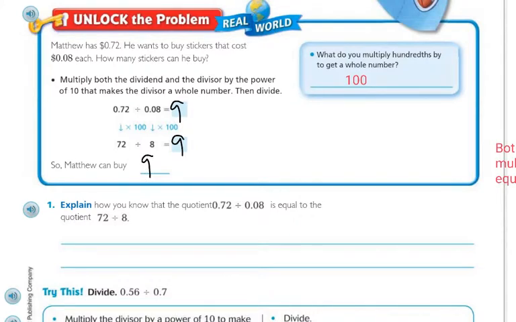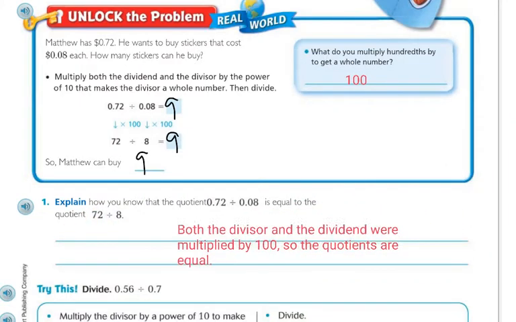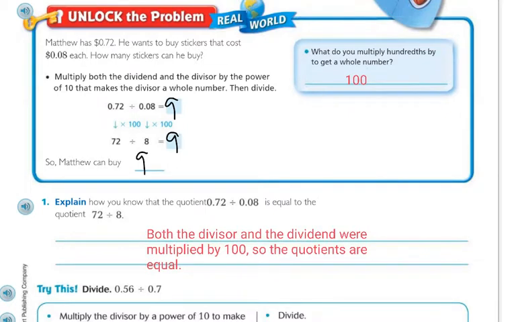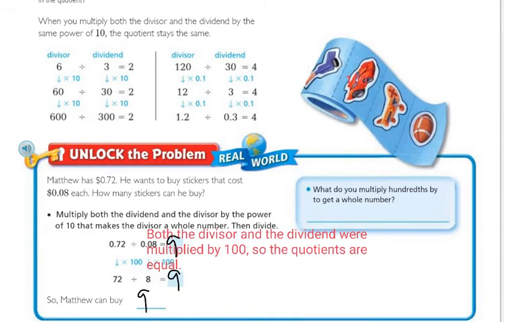So let's explain. How do you know that the quotient 72 hundredths divided by 8 hundredths is equal to the quotient 72 divided by 8? I know this because both the divisor and the dividend were multiplied by 100, so the quotients are equal. Because remember, at the very beginning, we said that as long as you're multiplying both sides by the same number, if I multiply both sides by 10 or by 100, I'm going to get the same answer, okay?